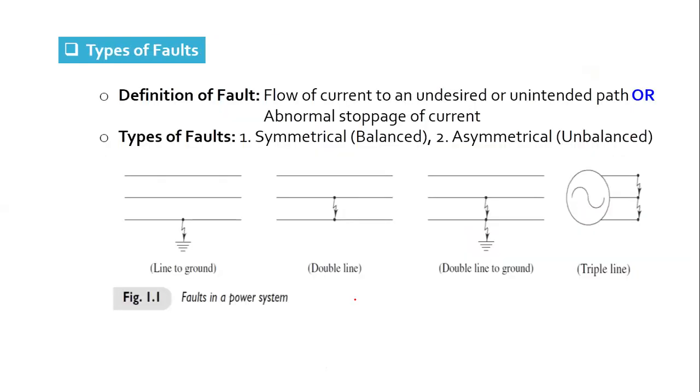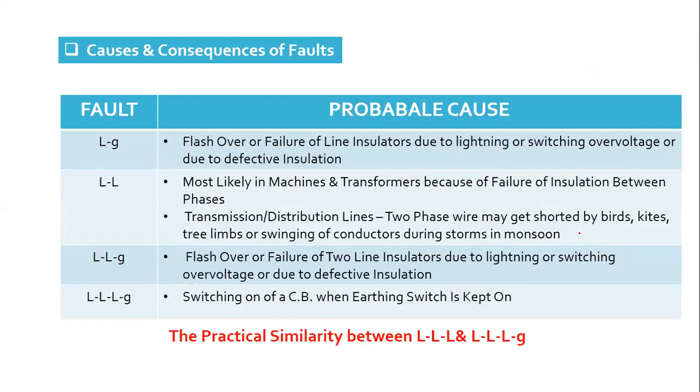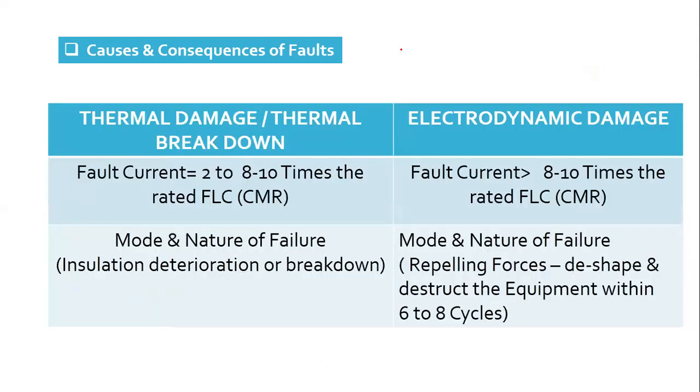It starts with the fault. What is a fault and what is the need of the protection? So fault is the flow of current to an undesired or unintended path. We know that. And there are two types of fault, symmetrical and unsymmetrical fault. So these are the various faults that do occur in different parts of the power system. And this fault can cause severe damage to the equipment. That can be either thermal damage or electrodynamic damage.